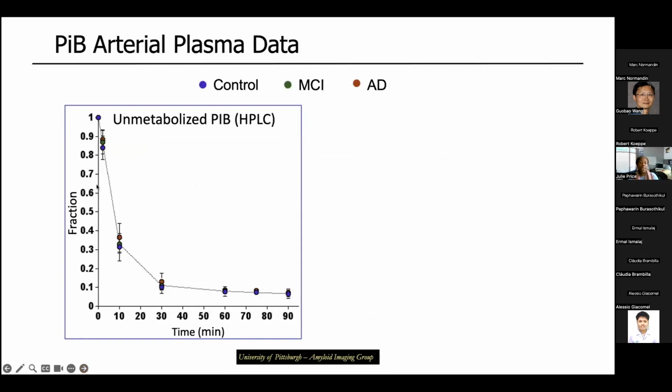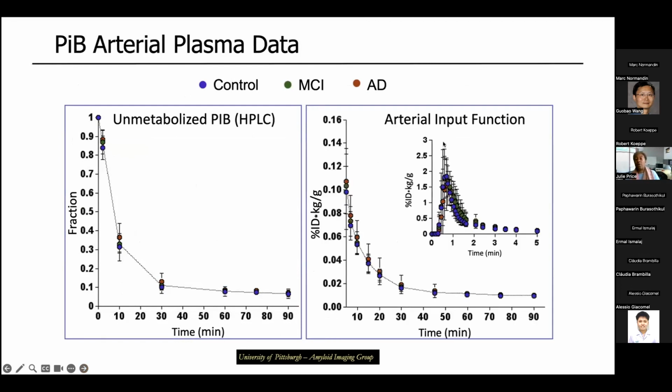This is the unmetabolized PIB in blood, from after injection through to the 90 minutes. You can see that over 90% was metabolized in vivo during this time period, and the absolute necessity to correct for this when determining your arterial input functions. And these are the early times and the late times for control, MCI and AD. But what was encouraging here is that the metabolism and the arterial input function were similar across groups. And that was encouraging for simplification.